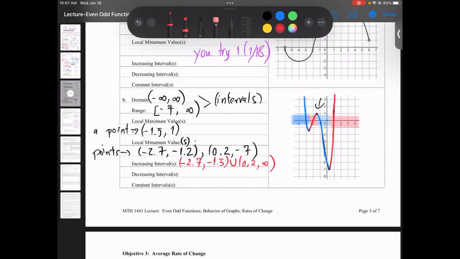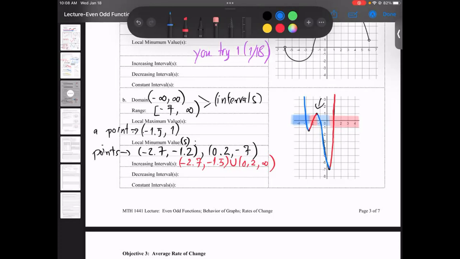Because at that point, it's the minimum, the maximum. It's not increasing nor decreasing, so we can leave it alone. They call that a point of inflection in calculus. That's why we don't use brackets. Just remember on the exam, if you hear increasing interval or decreasing interval, never use brackets, okay? Only for domain and range.